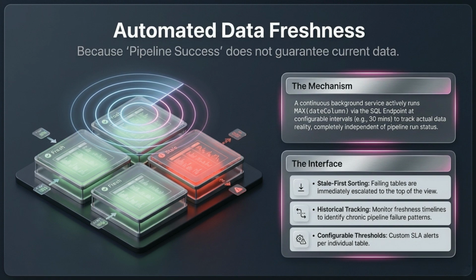We've all been there. The pipeline shows a green check mark, but the dashboard is still showing yesterday's numbers. That's why we built automated data freshness. Instead of just trusting the pipeline status, this system actively scans your tables every 30 minutes to verify the actual data reality. If something is stale, it hits the top of your list immediately, so you can fix it before the stakeholders even notice.